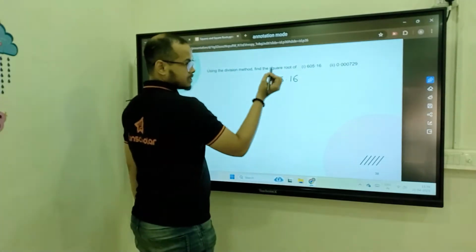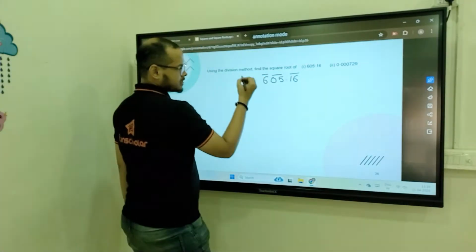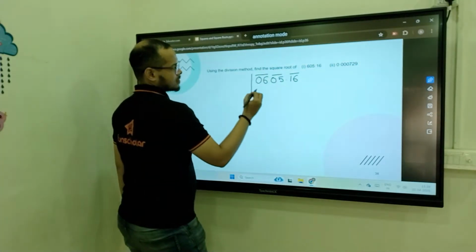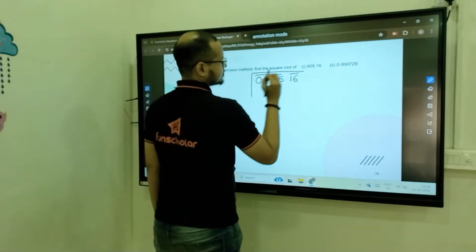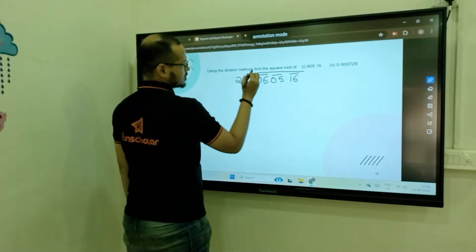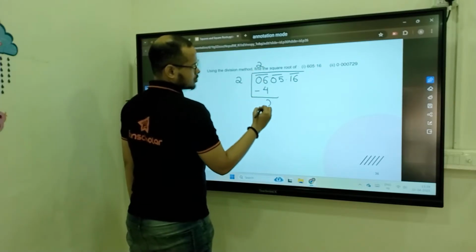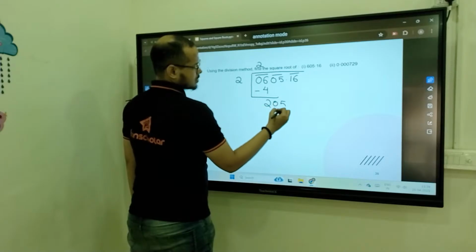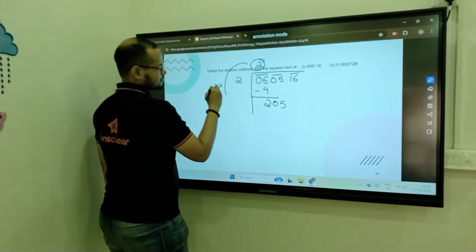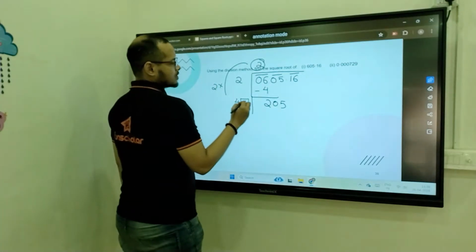605.16. From the right, pair, pair, pair, pair, pair, pair. If there is nothing here, add a 0. Okay, make it a pair. First 6, 2 twos are 4. So first write 2 here, 2 here. This is 4, minus 2. Bring this down. 2 ka double 4.